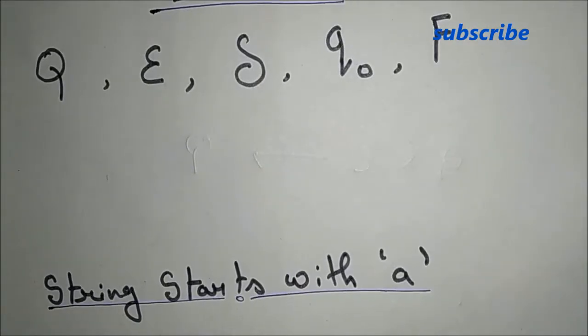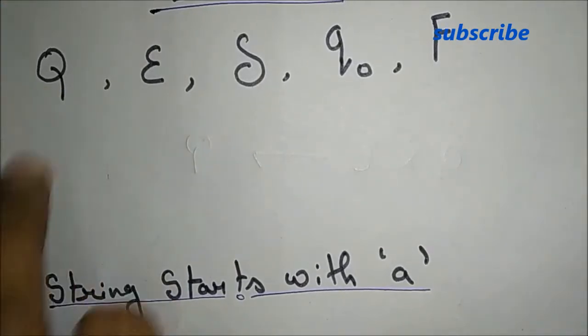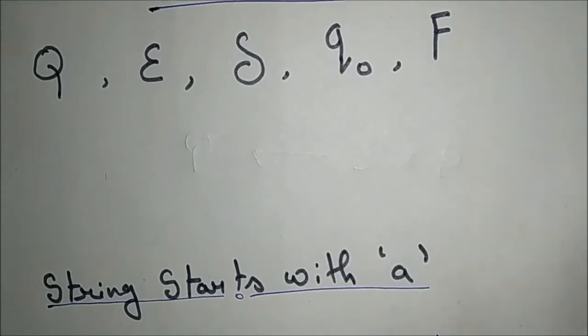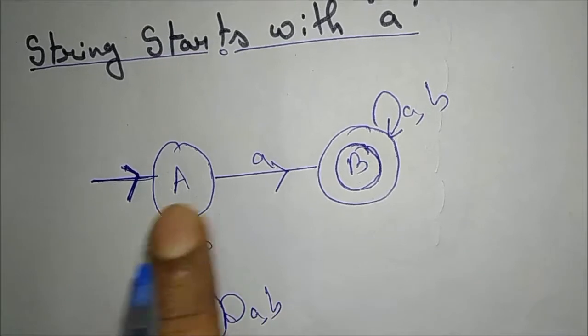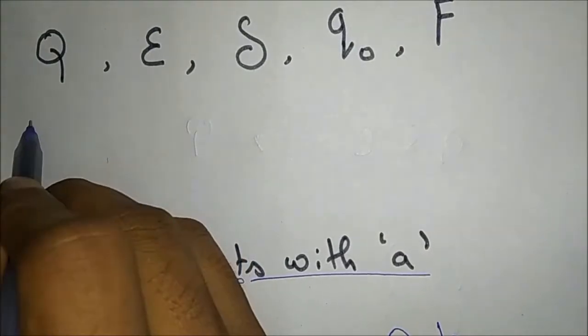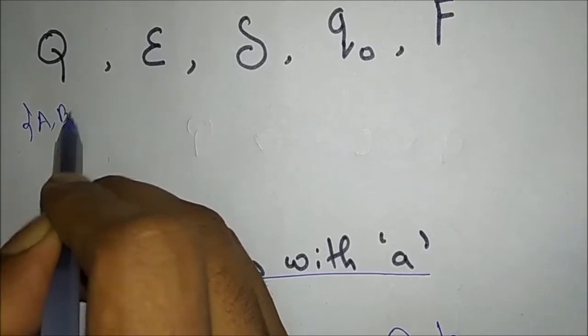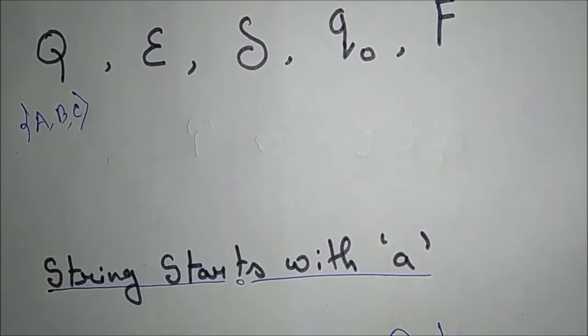So here, what is the Q? Q means set of finite states. Set of finite states means how many states are there. For example, in this example, how many states are there? 3 states, A, B and C. So Q will be A, B and C. Q means set of finite states.